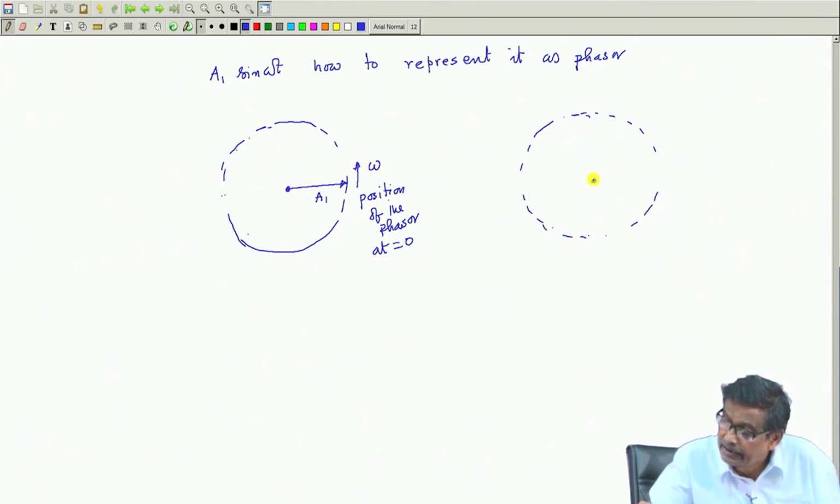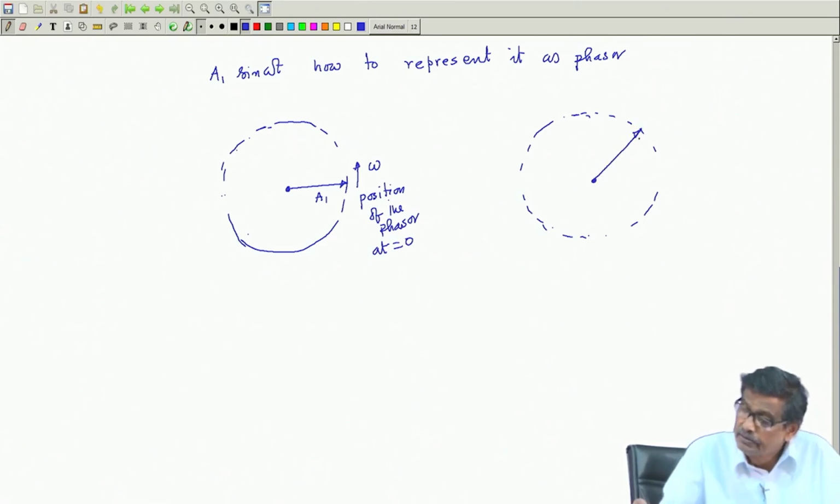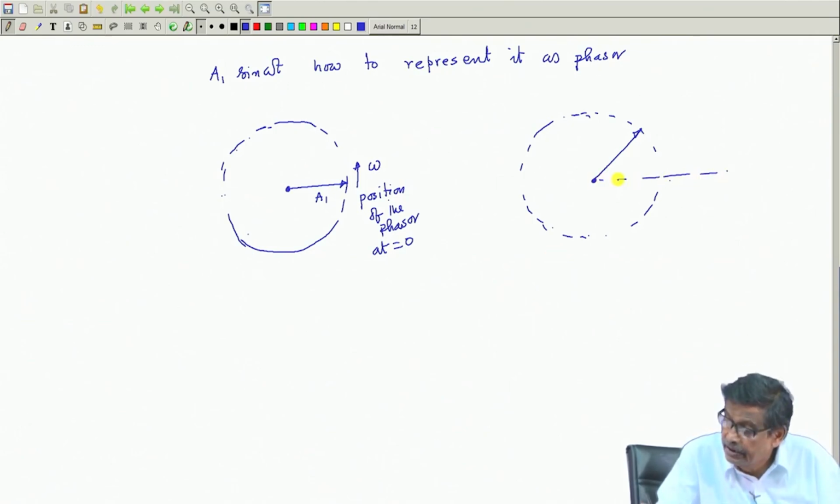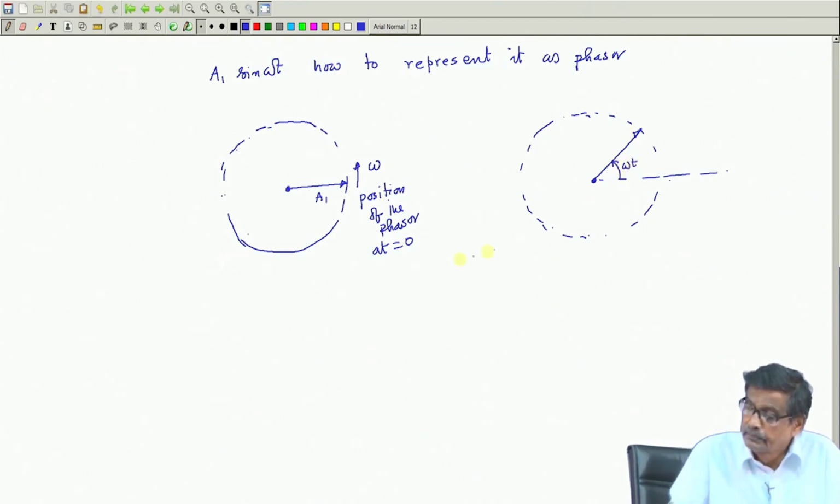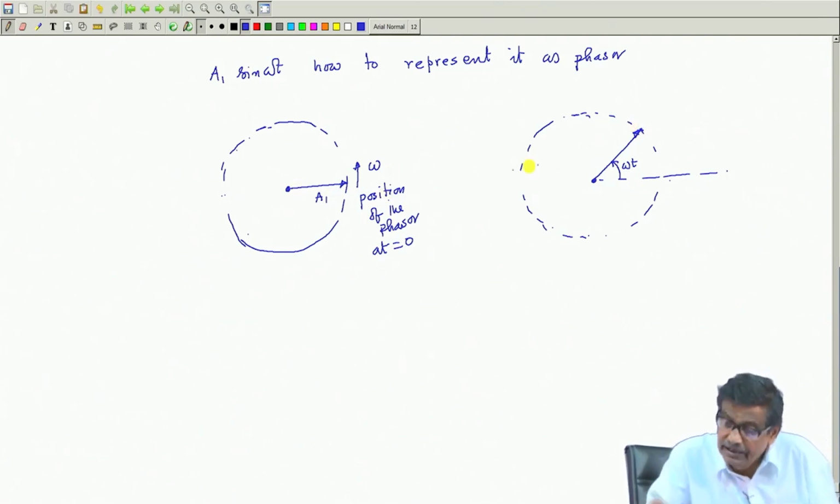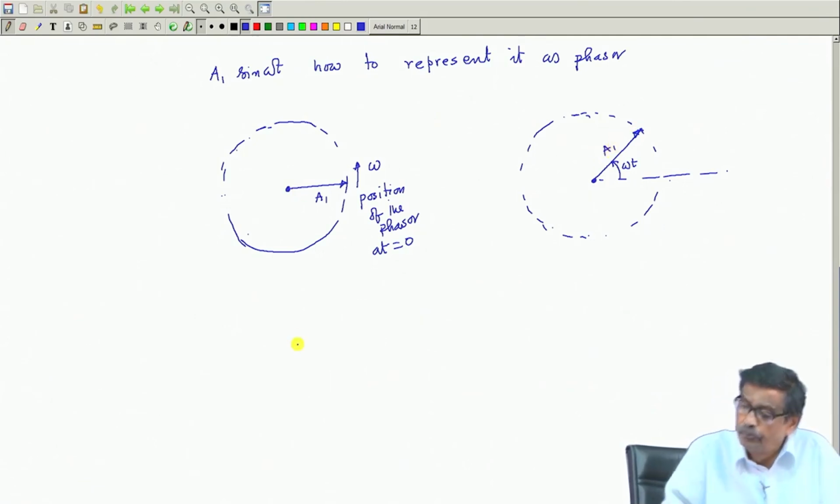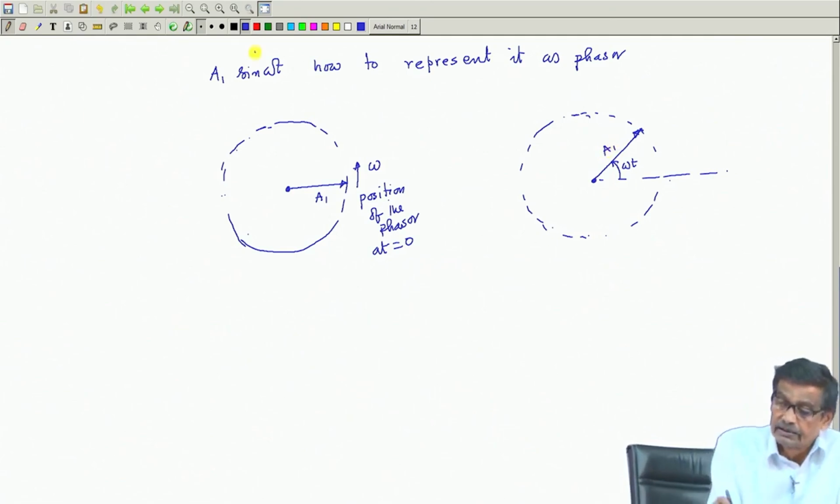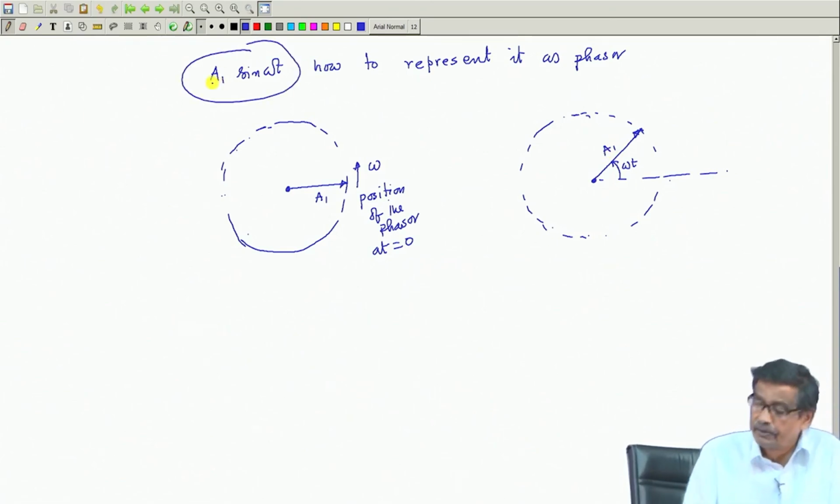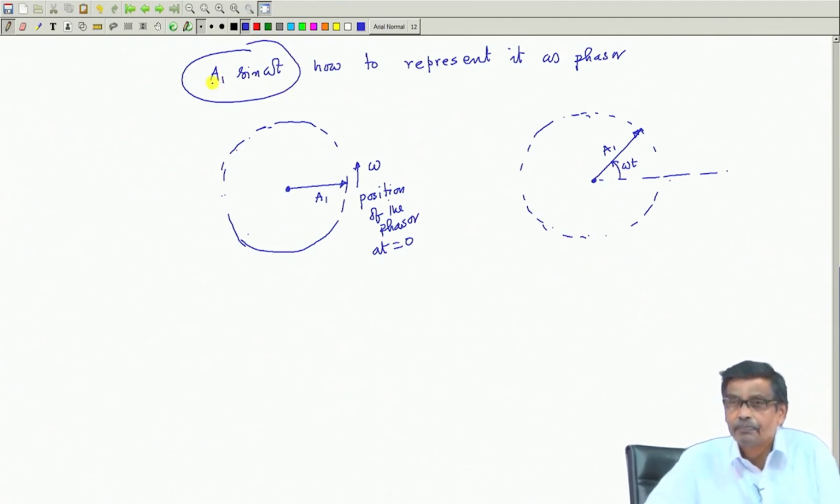Position of the phasor at any time t, this length, it is moving with speed omega and it was horizontal at t equal to 0, so it must have moved this angle. So, the position of this phasor will come here. What is the length of the phasor? I have taken it to be the amplitude of the sinusoidal quantity. What is its amplitude? A1. So, this will be the phasor.